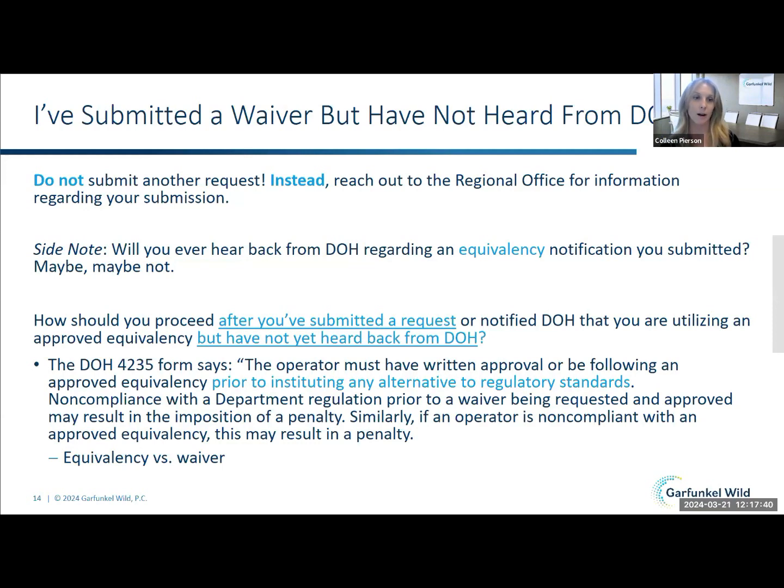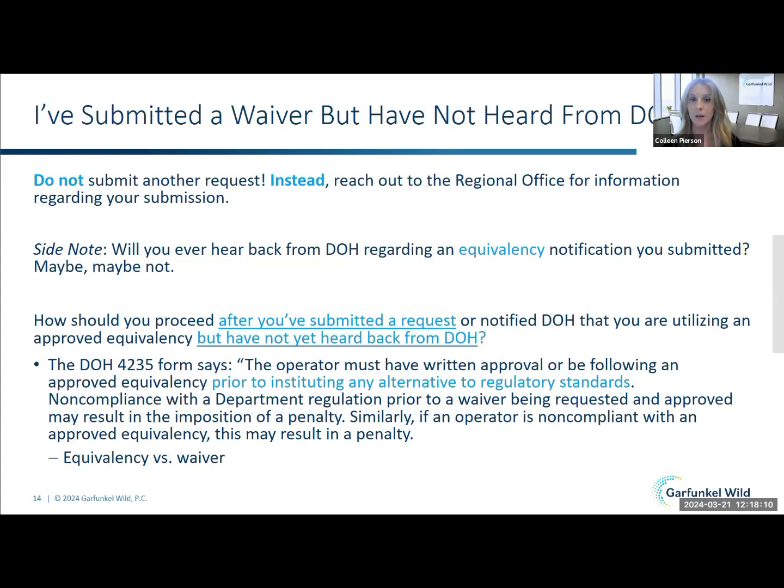On a side note, with equivalencies, unlike waiver requests, sometimes you never hear back from the Department of Health. But that's not as much of a problem because an equivalency is, again, more of a notification to the department that you are taking advantage of one of their approved equivalencies. Whereas with a waiver request, you are asking for permission and you need to get their approval before implementing the medical equipment.